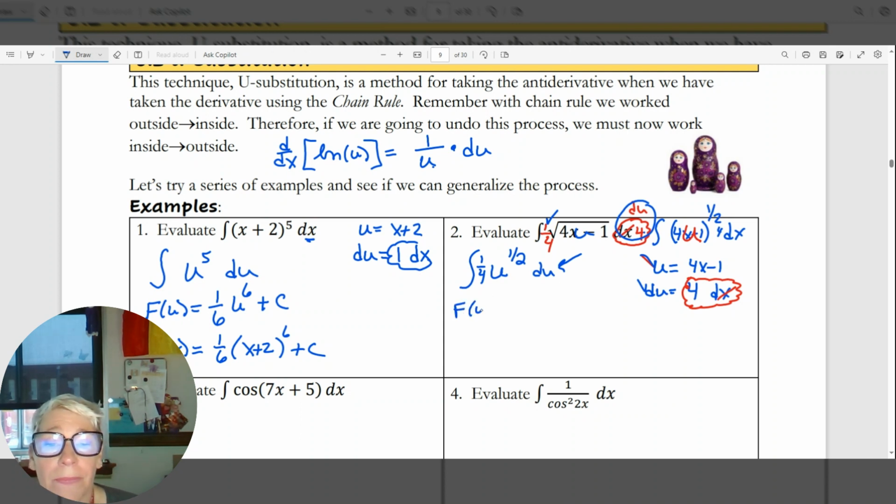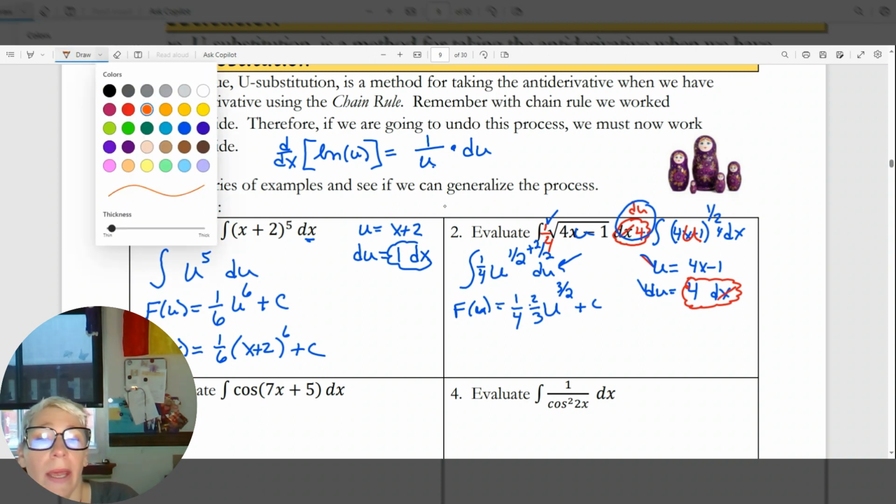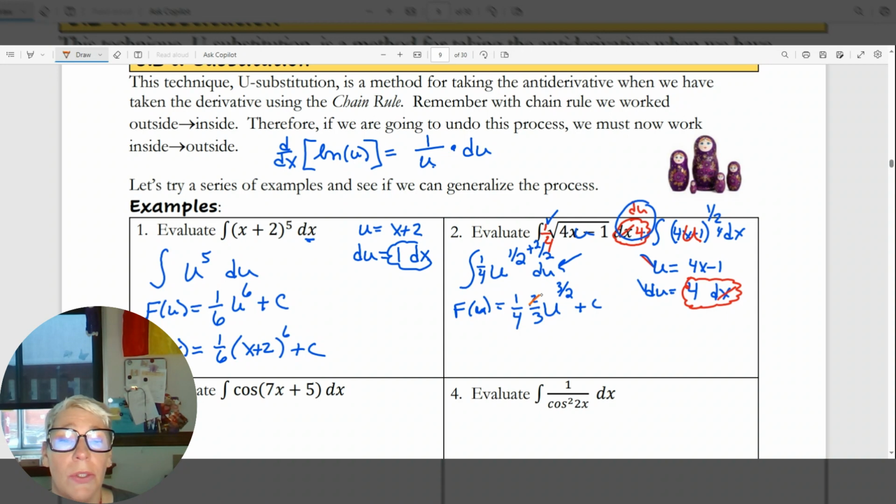Easy peasy now. My derivative with respect to u, constant multiplier of a 4th, power rule, add 1 to the exponent. So keeping the base, I have u to the 3/2. And then instead of dividing by 3/2, I'm going to multiply by 2/3, like we've been doing, plus c. Now I can cancel or reduce. 2 goes into 2 once, 2 goes into 4 twice.